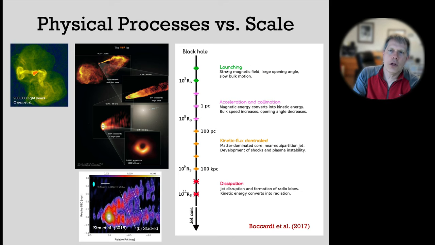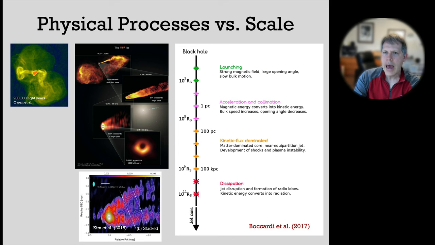First of all, jets have to launch. We'll talk a little bit about jet launching near the end of this lecture, but the idea there is that jets likely are launched via the effects of a fairly strong magnetic field. And you can see here, the jet launches with a fairly large opening angle. This angle from here over to there is a fairly large opening angle of the jet that is observed on small scales. And apparently, the motion on these scales is fairly slow.